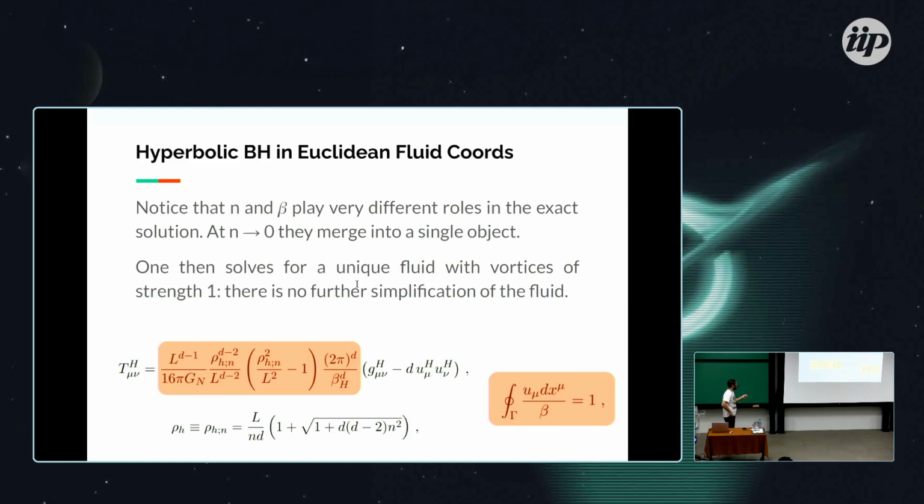Okay, the comment here is that in the exact solution, there is a very different role played by n and by beta, because the function in n is a highly non-trivial one here, and the function in beta is simply this power. But as n goes to 0, the physics that emerges is that the full structure of the function of n dilutes, and for example here, rho squared goes as L over n for n going to 0. This thing wins over the 1. You get a 1 over n squared, and a 1 over n to the d minus 2, and this comes along with the beta.